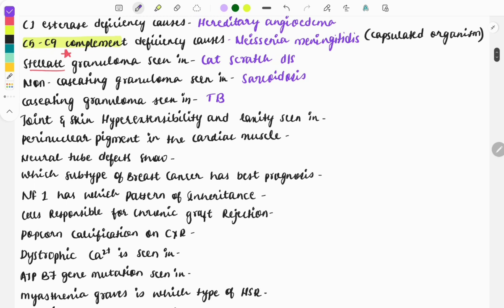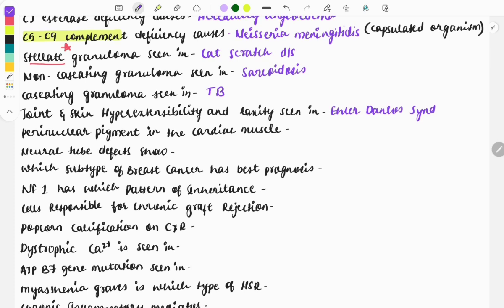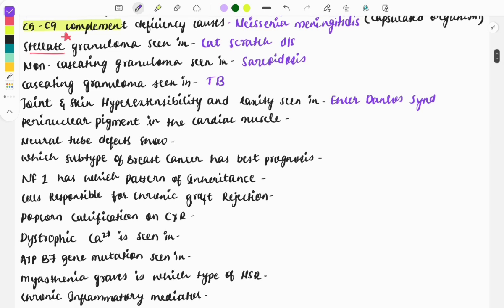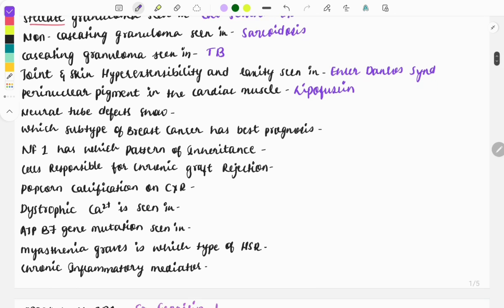Then joint and skin hyperextensibility and laxity, this is seen in Ehlers-Danlos syndrome. So in this Ehlers-Danlos syndrome, there is a connective tissue defect which leads to the hyperextensibility of the skin and the joints. Then the next question, perinuclear pigment in the cardiac muscle. It is the lipofuscin, and an image based question is also asked on this lipofuscin.